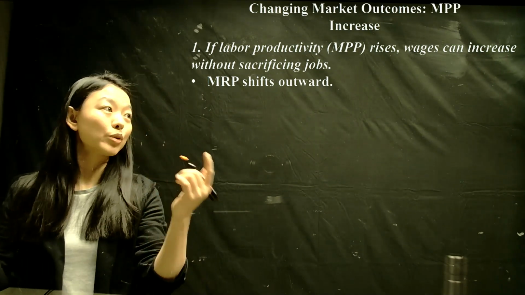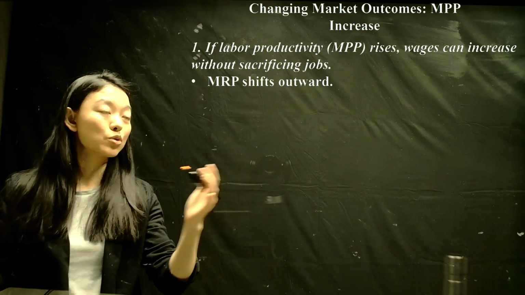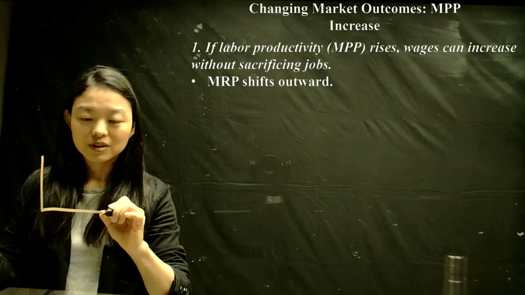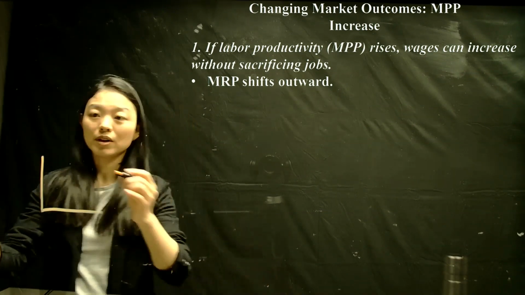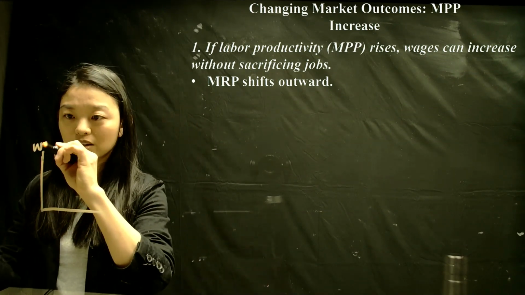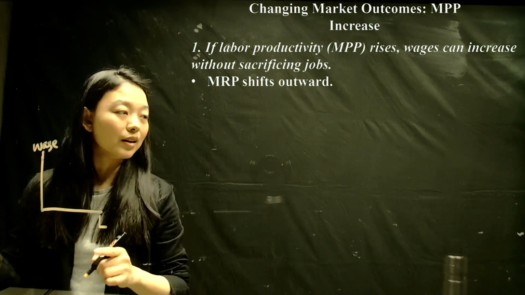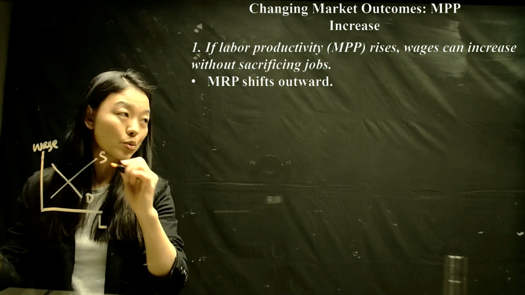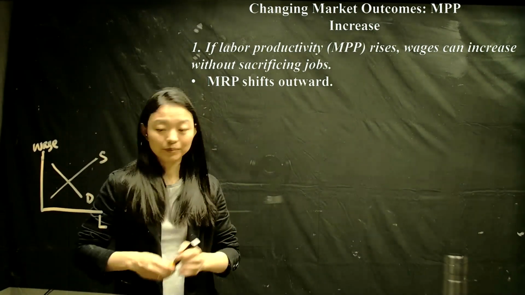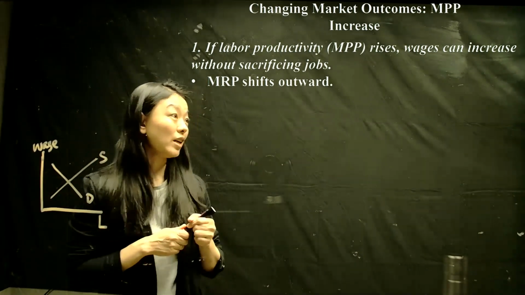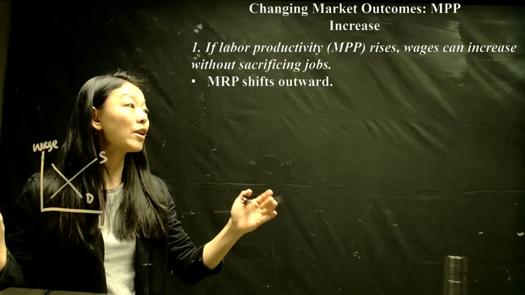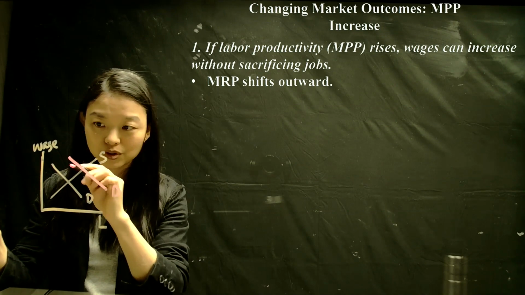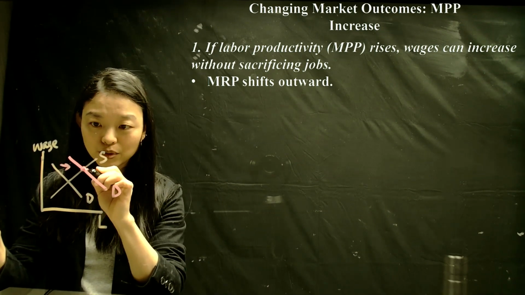So if I use one graph to demonstrate this type of change, you can see this will be the wages, and this is the labor quantity. The original demand and supply curves will lie this way. If now the productivity increases, it will shift the marginal revenue outwards, which will shift this demand curve outwards, right?